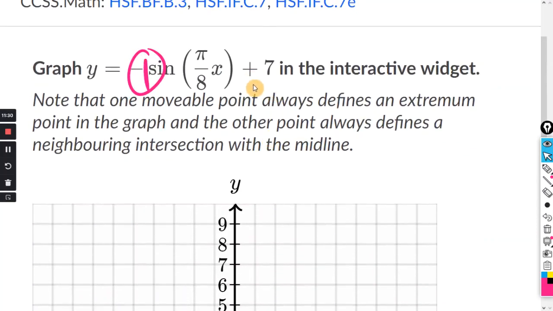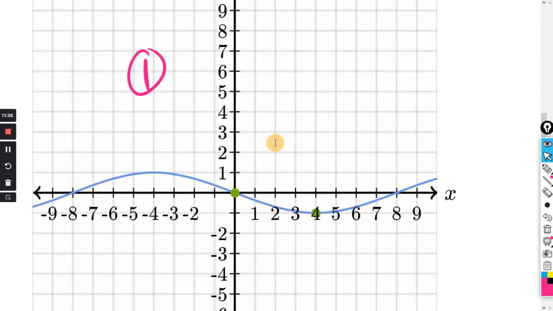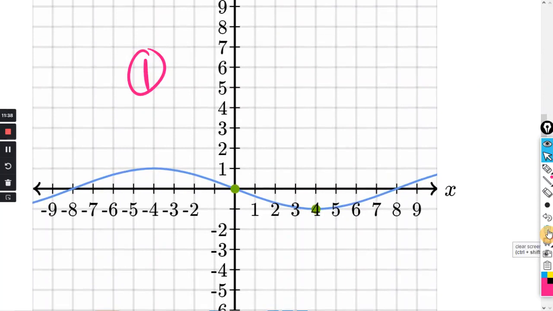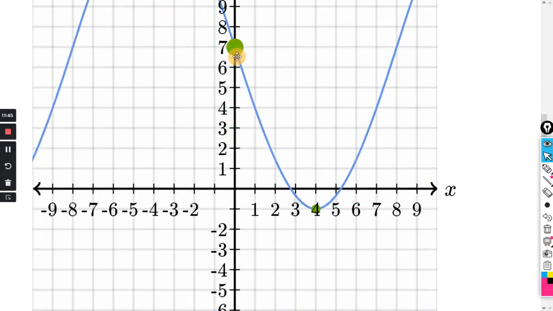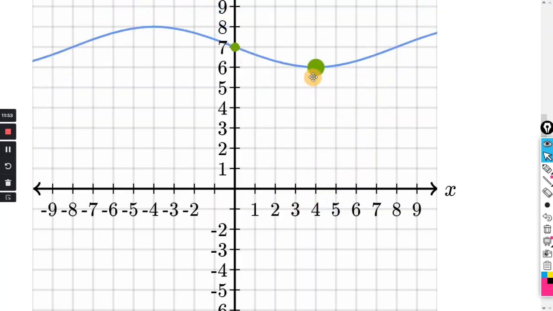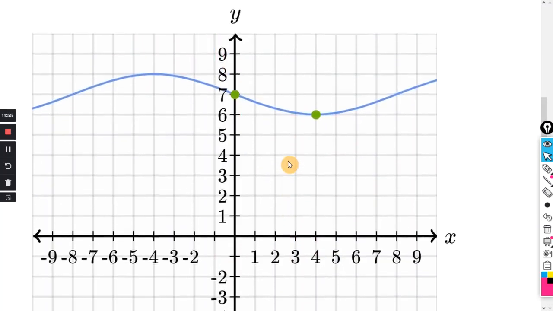Finally, the part on the end, the plus 7: you add 7 to all the y values. It shifts the entire graph up by 7. So keep this one, and we're at 0. We're going to go to 7. Bring it up to 7. And this one here is at negative 1. You can't see it. Add 7, so negative 1 plus 7 is going to be at 6. So that's it.